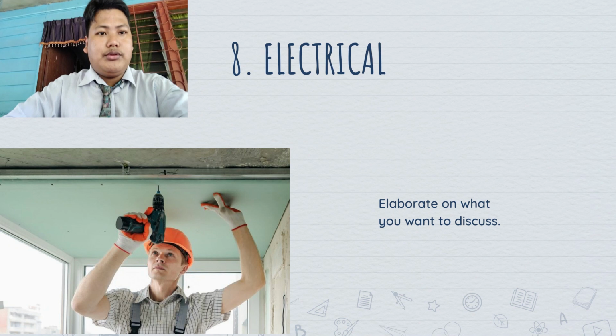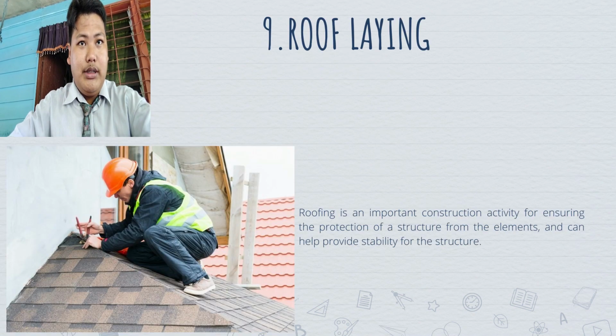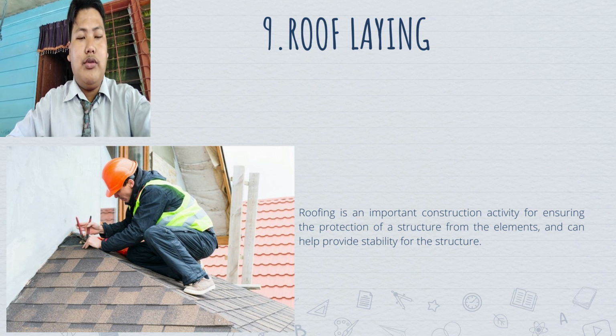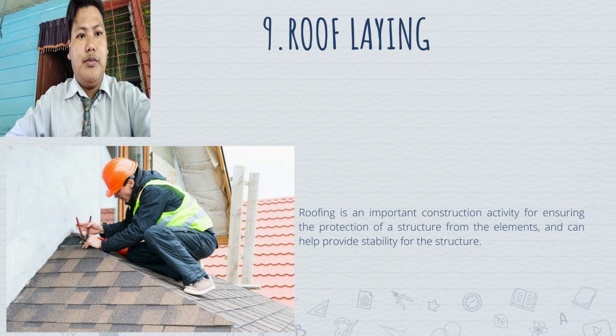Number nine activity for the construction project is roof laying. Roofing is an important construction activity for ensuring the protection of a structure from the elements and can help provide stability for the structure. There are different methods used for roofing. Shingles are common for residential roofs, but there are also metal, polycarbonate, and steel roofs, as well as many others used for different purposes.